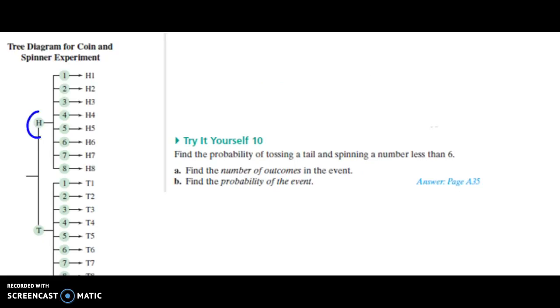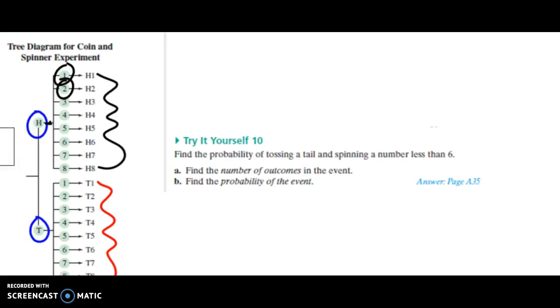So you go to your coin and I can either get heads or I can get tails. And from heads, then I can either get a 1, 2, 3, 4, 5, 6, 7, 8. And so these are the number of outcomes right here, H1, H2 to H8. But let's say I flipped my coin and I got a tails. Then right here would be my possible choices, tails 1, 2, so on through 8.